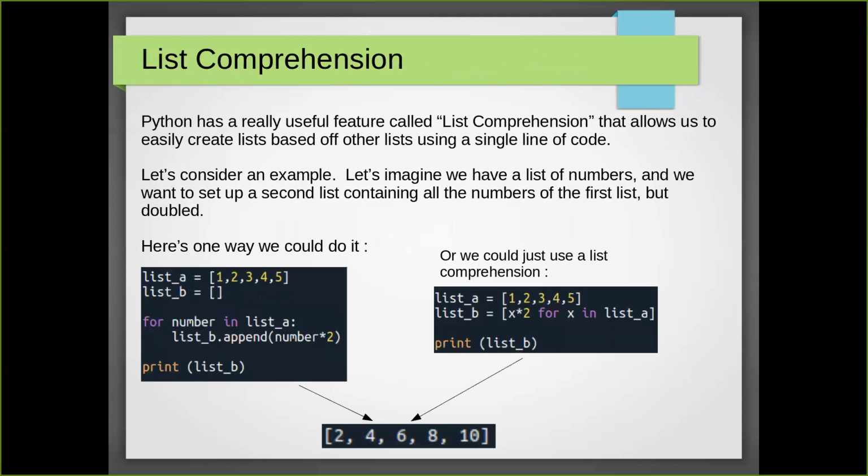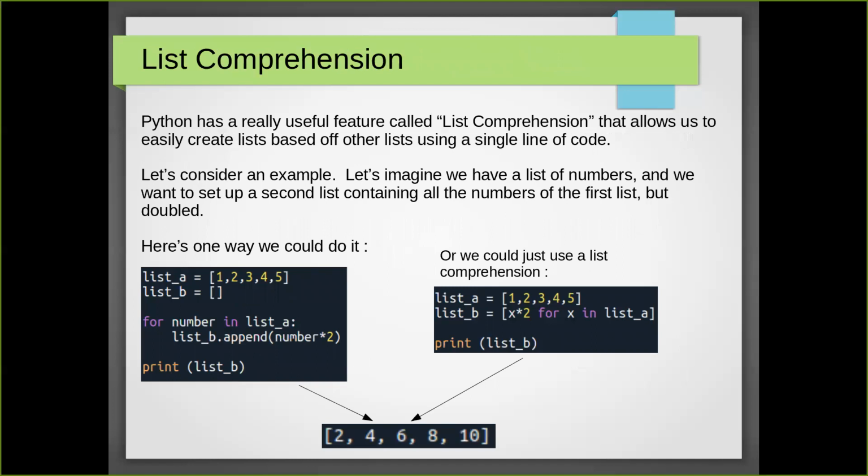Another super feature of Python is something called list comprehension. Now, list comprehension is a really, really useful feature of Python that at first can seem a little bit hard to get your head around, but when you do, it's really, really useful. Let's look at how it works through an example.